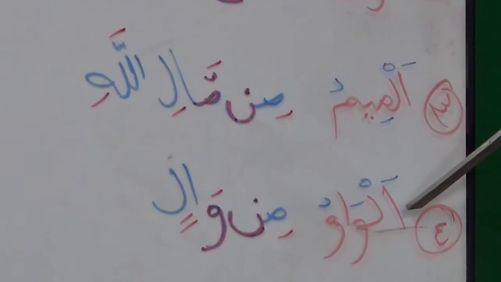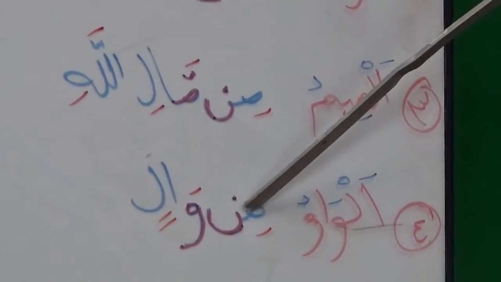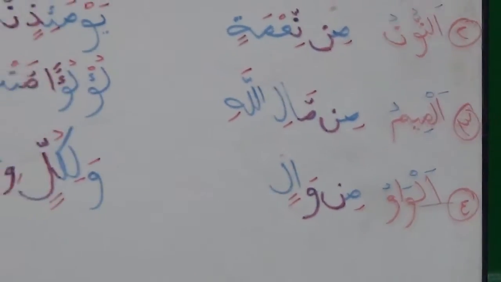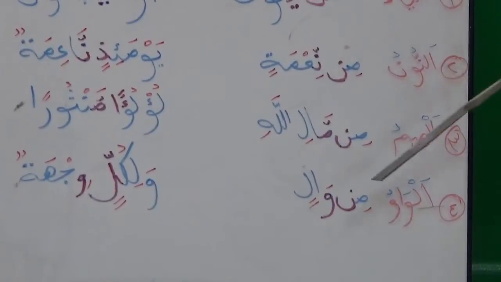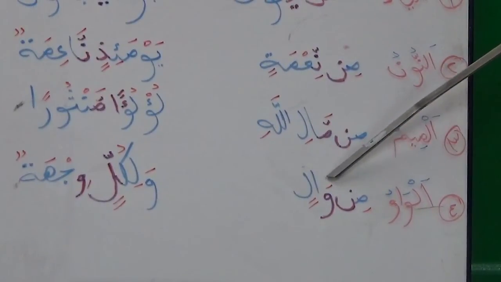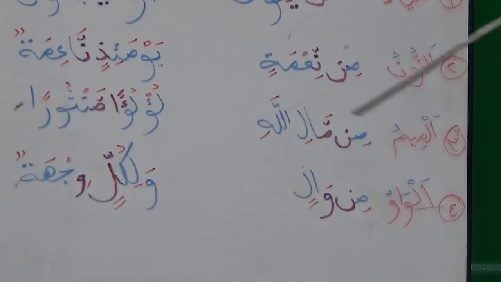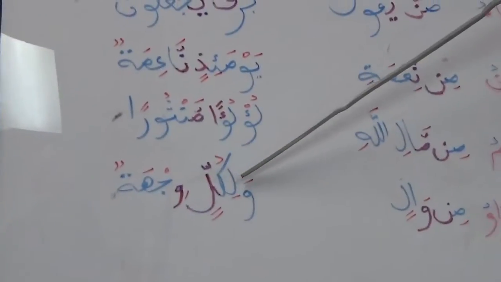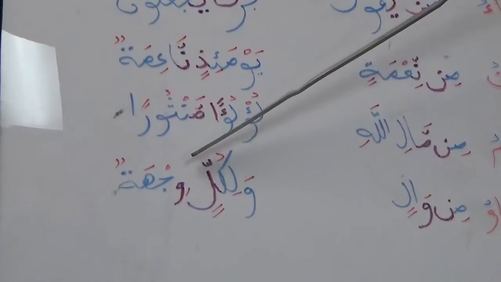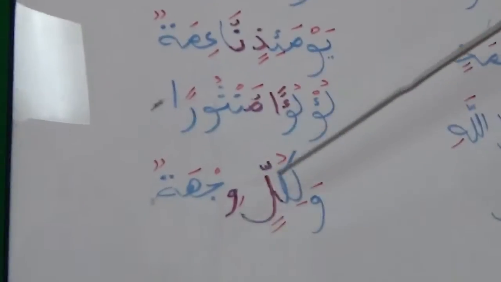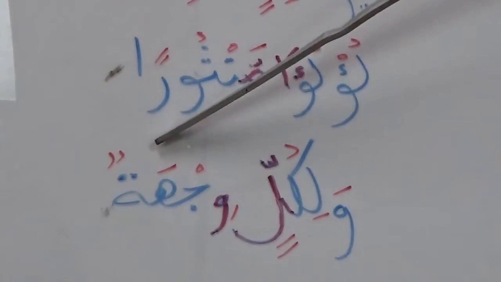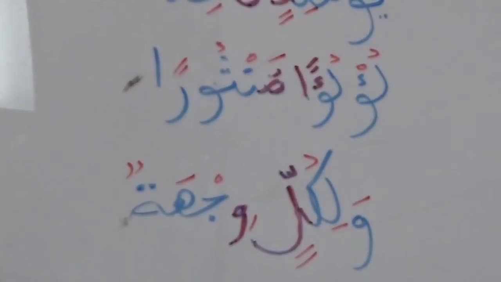So al-waw. So here we have a nun that has a sukun, followed by a waw. Miwal. Miw. We spent time. Miwal. Tanween, followed by a waw. Wa li-kullin wijhah. Right? So let's go over it again.